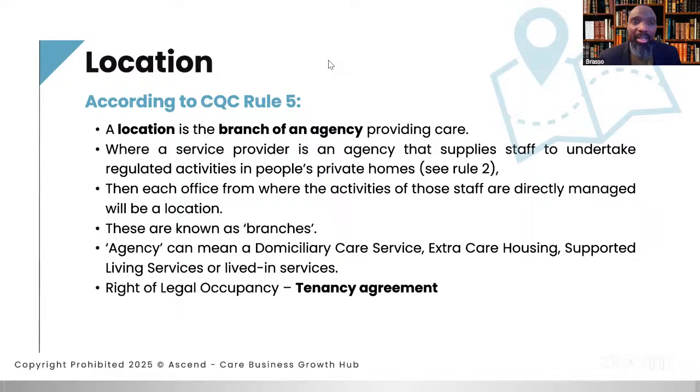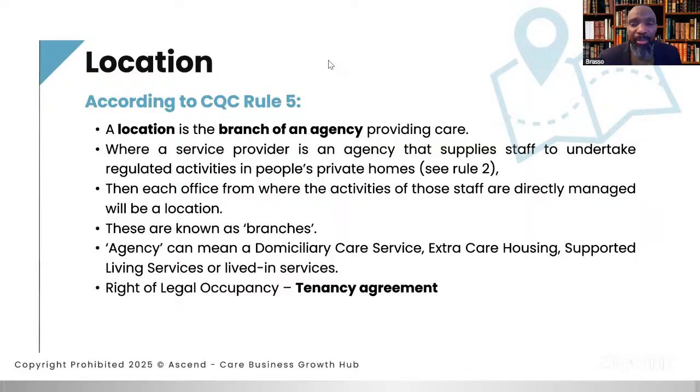We have people saying, this is my home, it's a mortgage. But when you look at the terms and conditions of the mortgage, it clearly has an exclusion clause that says this accommodation, this house can only be used for private dwelling. You can't use it for an office or for managing services.